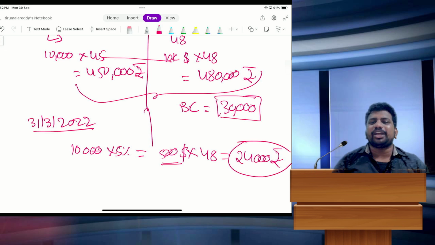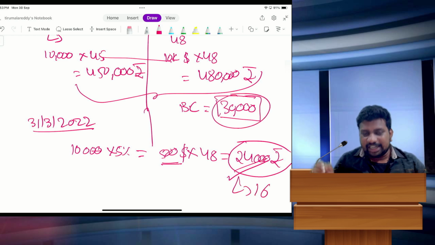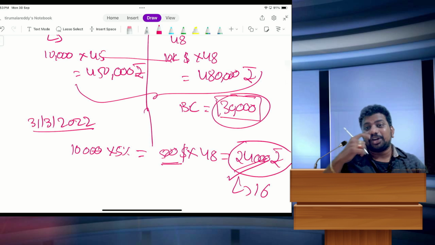Now this 24,000, no doubt it is interest only. It is called borrowing cost only. So no headache with this 24,000. My headache is with this 30,000. Okay, 24,000 is borrowing cost. We'll give treatment as per AS 16. Now coming to this 30,000, how are we going to do the breakup?